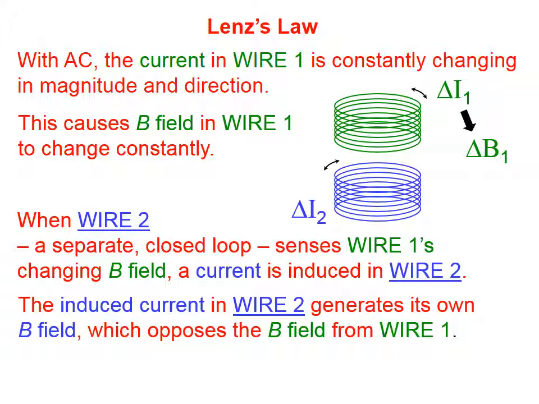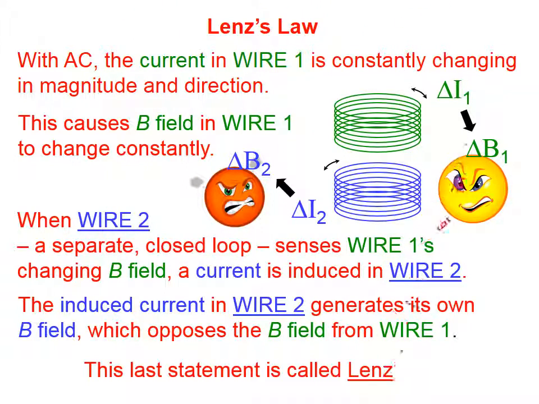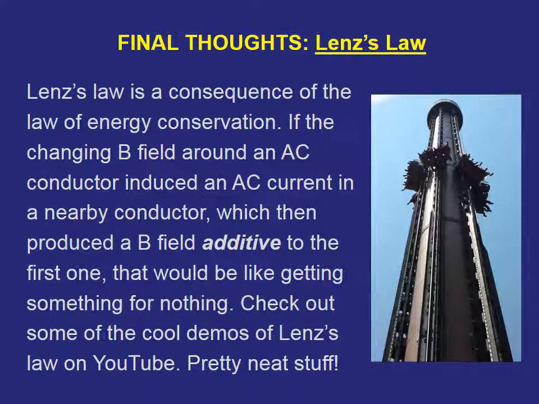The induced current in wire 2 then generates its own magnetic field, which opposes the magnetic field from wire number 1. So what we have are two magnetic fields that are opposing each other. This last statement is called Lenz's law. Lenz's law is a consequence of the law of energy conservation.